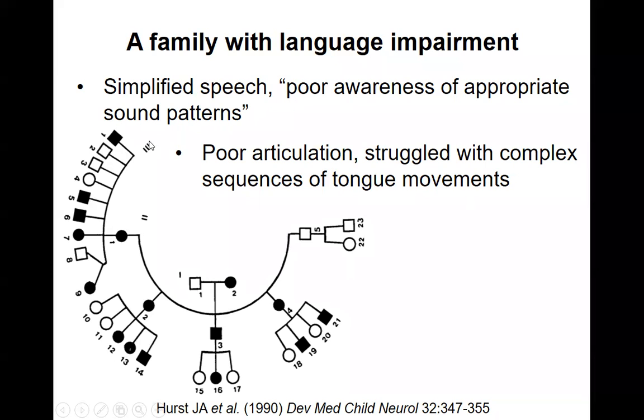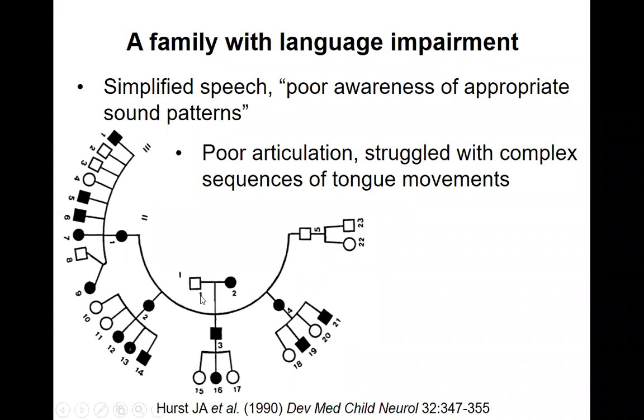Some of the family members in black here, the filled circles and squares, have symptoms of simplified speech, poor awareness of appropriate sound patterns, poor articulation, and they struggle with complex sentences and tongue movements. When you see something that occurs in multiple family members, it's likely something genetic. It could be a learned behavior, but if it's in one sibling but not another, it's more likely that a genetic factor plays into this.